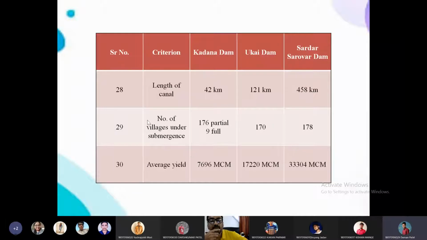Number of villages under submergence. For Kadana Dam, 176 villages are partial and 9 fully. For Ukai Dam, 170, and for Sardar Sarovar Dam, 178.